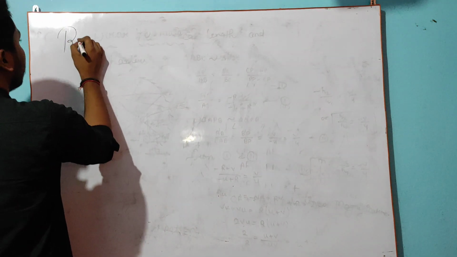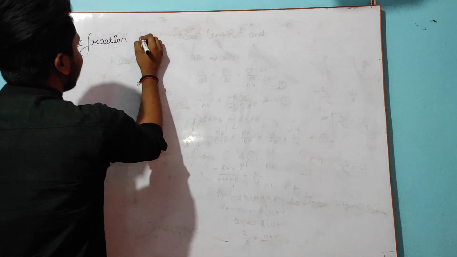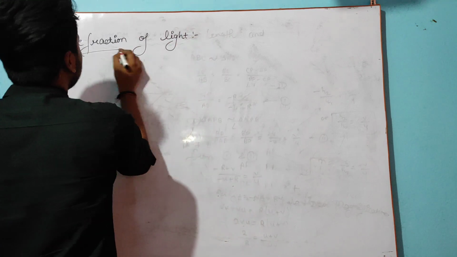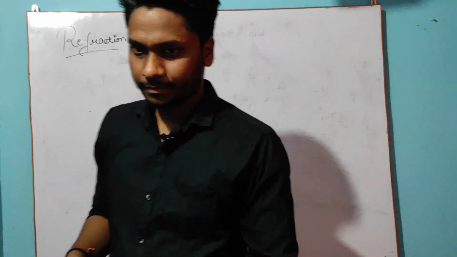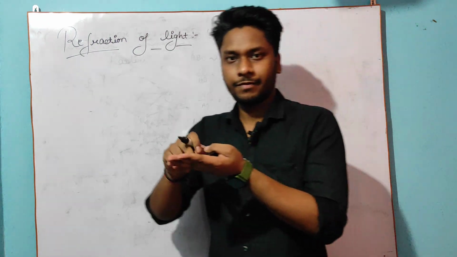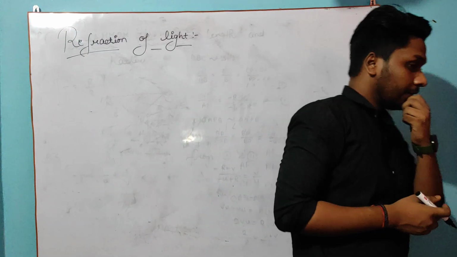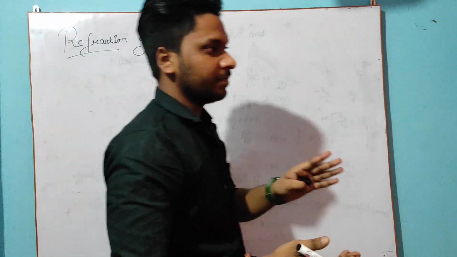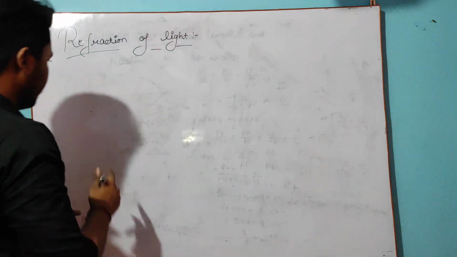So, refraction of light. In reflection of light, what we observe is that the incident ray strikes an opaque surface and gets reflected in the same medium. But in refraction of light, whenever a light ray passes from one medium to another, it changes its path. Like this one.